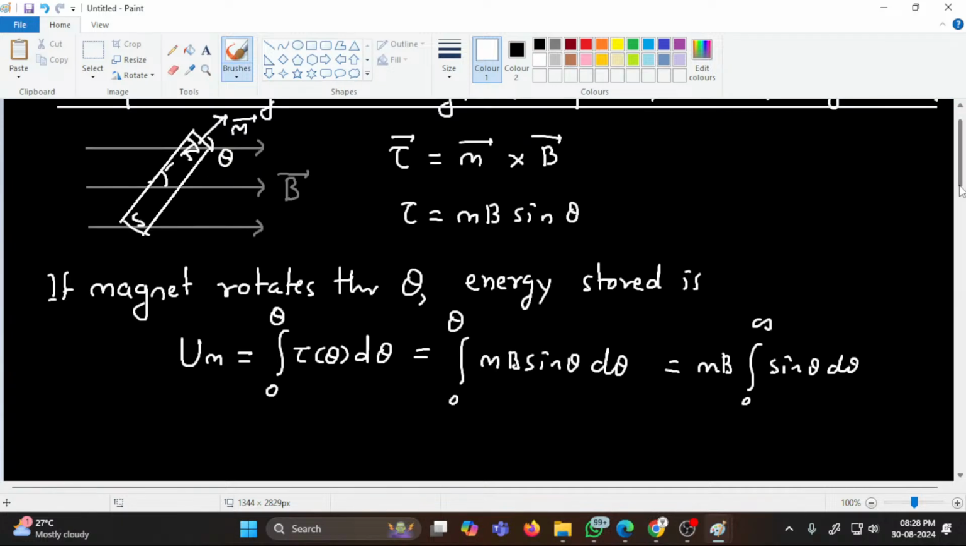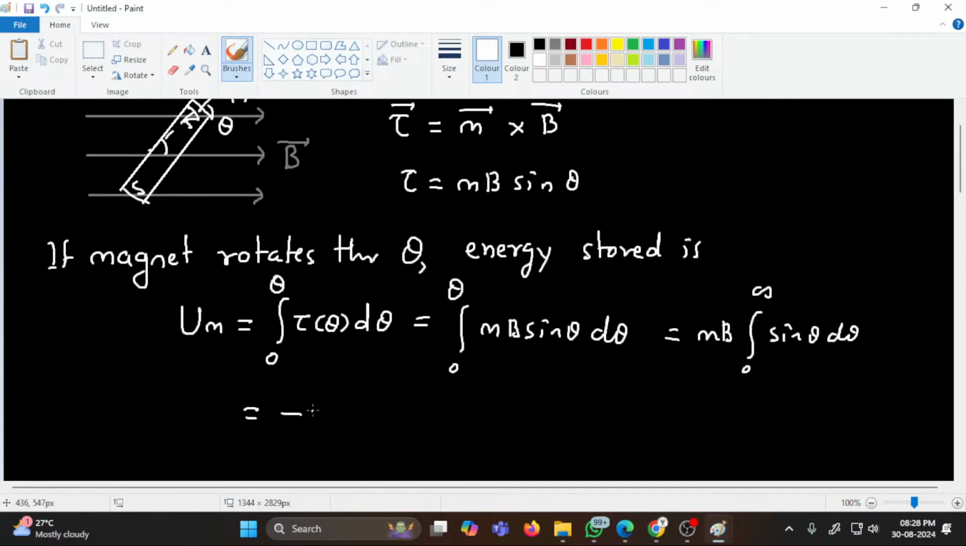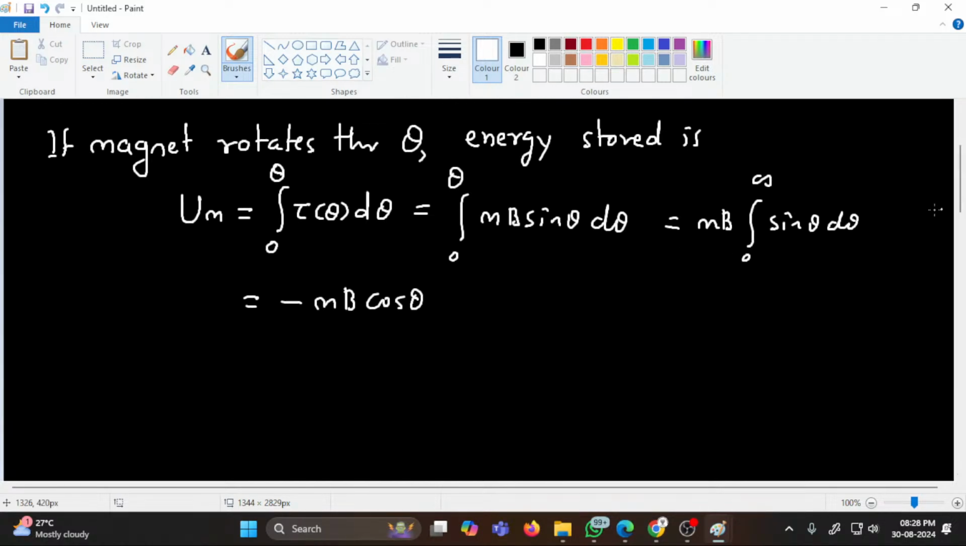Integration of sin theta d theta is minus cos theta. So U is equal to minus mB cos theta. Let us consider various positions. When theta is equal to 0, then U is equal to minus mB, because cos 0 is 1.